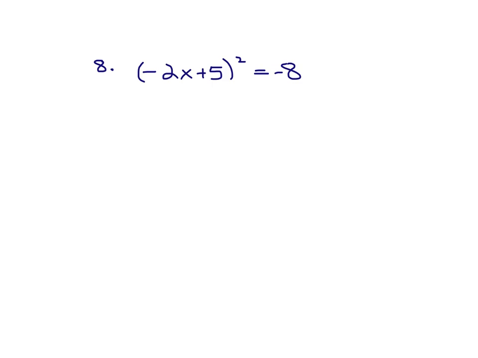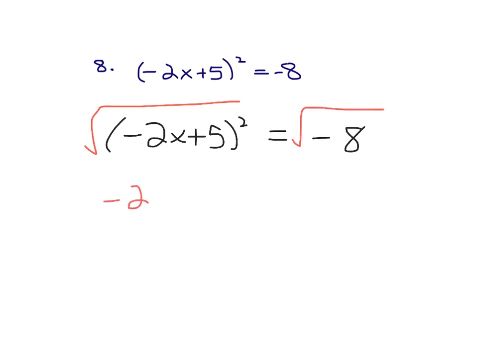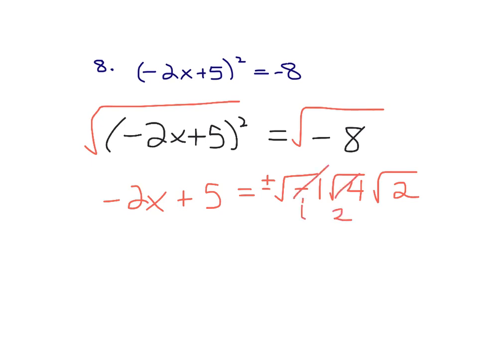Again, I am going to rewrite it. So negative 2x plus 5 squared equals negative 8. To solve this, again, I square root both sides. The negative 2x plus 5 comes out of the radical. I could break my 8 into a negative 1 times 4 times 2. And then I can square root the negative 1, becomes i. I can square root the 4, it becomes 2, and the radical 2 stays underneath. So now I have negative 2x plus 5 equals plus and minus 2i square root 2.